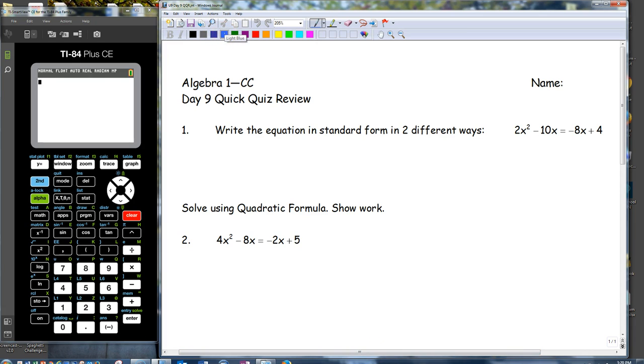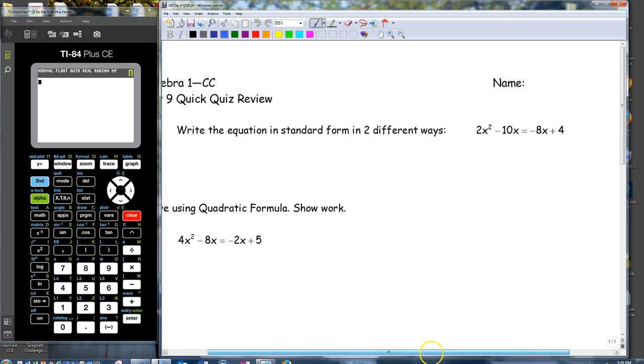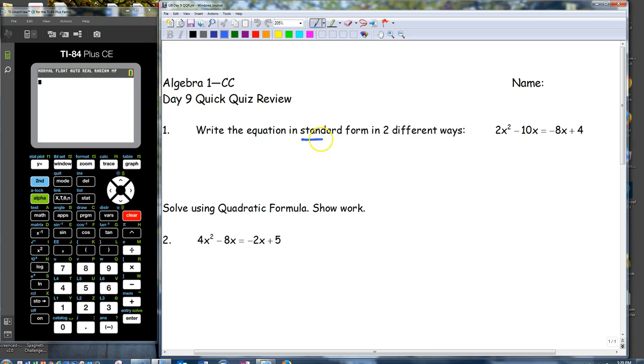Alright, so our first problem on your quick quiz review says to write the equation in standard form in two different ways. So standard form, remember, is when your A, your B, and your C value are all on one side, and that means you also must have an equals 0. So what I'm going to do is add my 8x over. That will give me a 2x squared. Negative 10 plus 8 is a negative 2x.